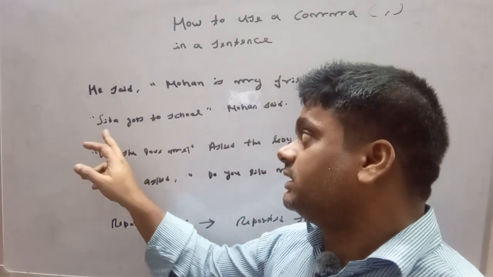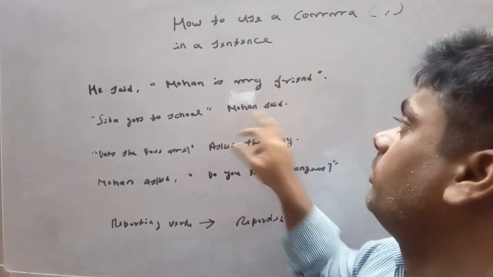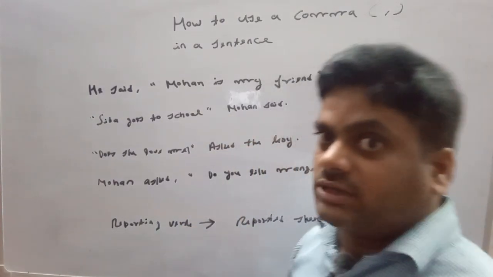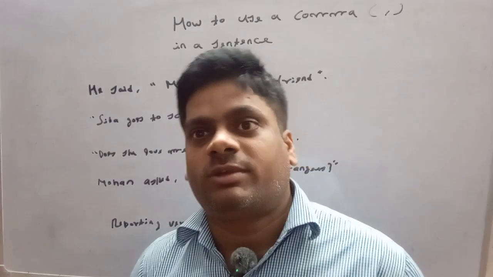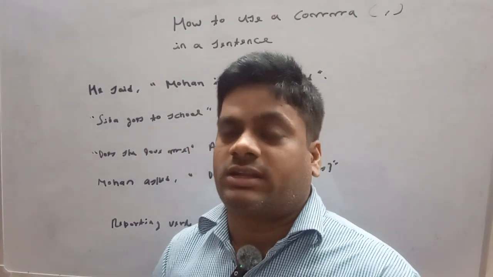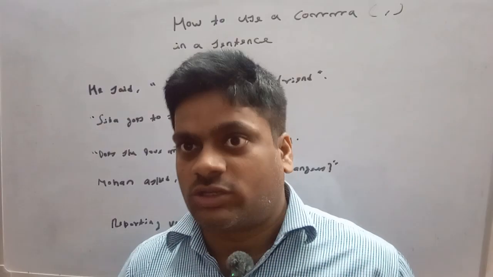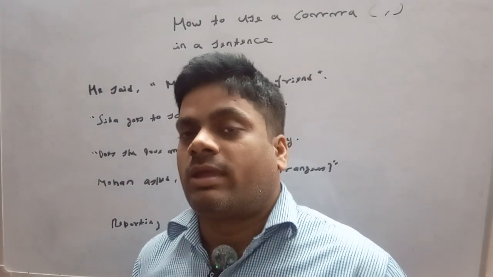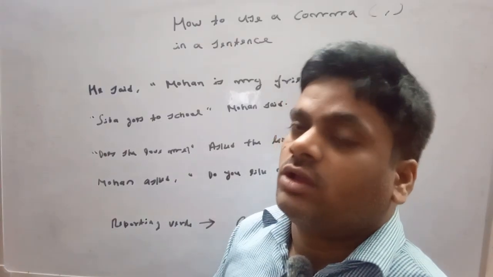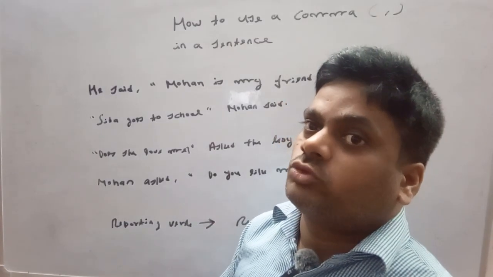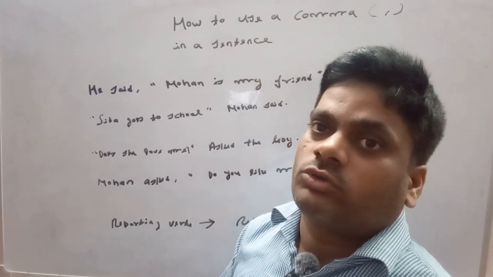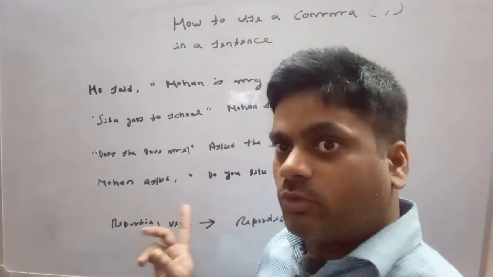In the second sentence, Sita goes to school, Mohan said. Here we would not like to use comma. In simple terms, we can say that if a reporting verb is supposed to come at the very beginning of the sentence, then we can use a comma to separate reported speech from reporting verb. But in case of those sentences where reported speech is supposed to start the sentence, then we cannot use a comma to separate reported speech from reporting verb.